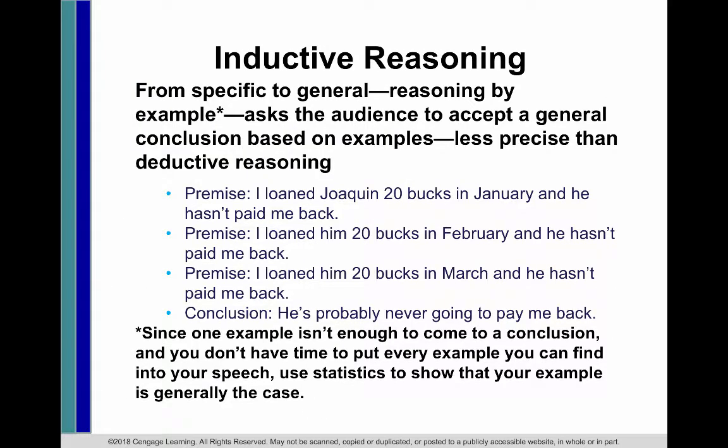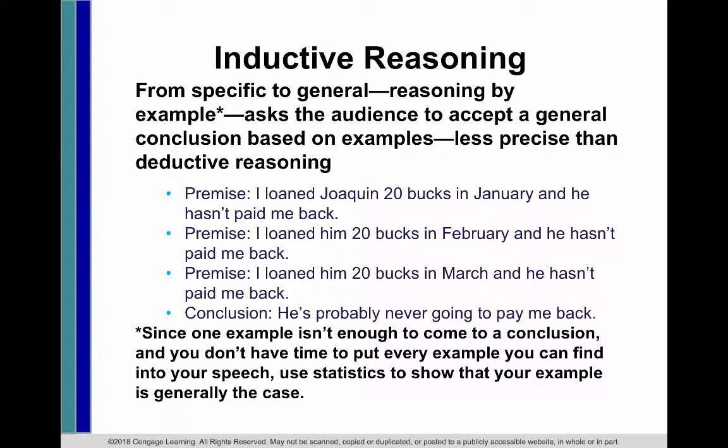Inductive reasoning, also known as reasoning by example, asks the audience to accept a conclusion based on a number of specific instances or examples. Inductive reasoning is less precise than deductive reasoning. The way deductive reasoning is set up, there can only be one conclusion, but inductive reasoning is based on probability, as in the more examples you have, the more probable it is that your conclusion is correct.